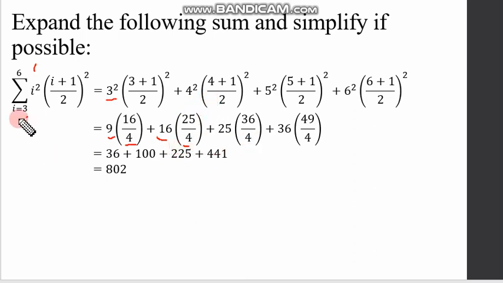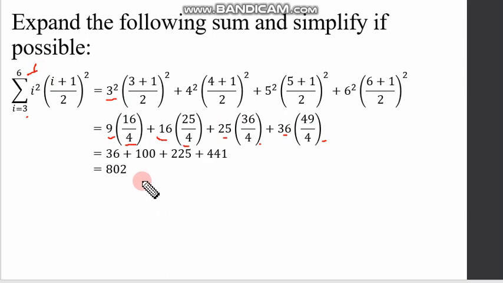Next is i equal to 5. So 5 squared, that's 25. 5 plus 1 is 6 over 2, so 6 over 2 squared is 36 over 4. And if i is equal to 6, that's 6 squared times 6 plus 1 over 2 squared. So 6 squared is 36, 7 over 2 squared is 49 over 4. That's the end of the iteration because the upper bound is equal to 6.